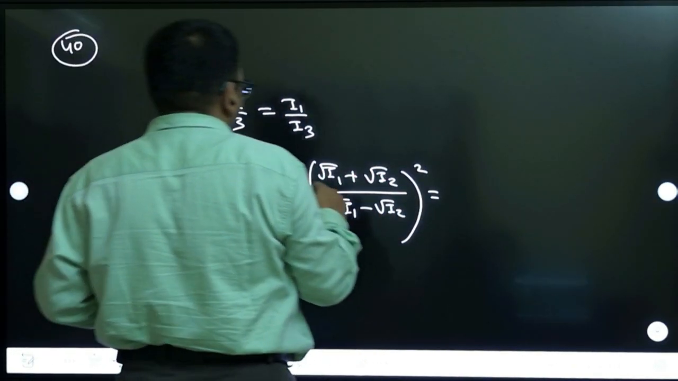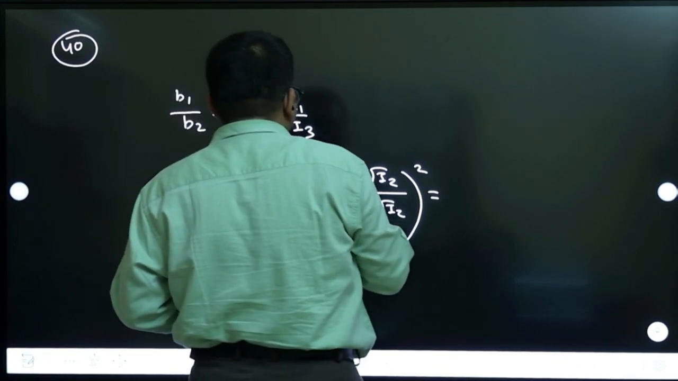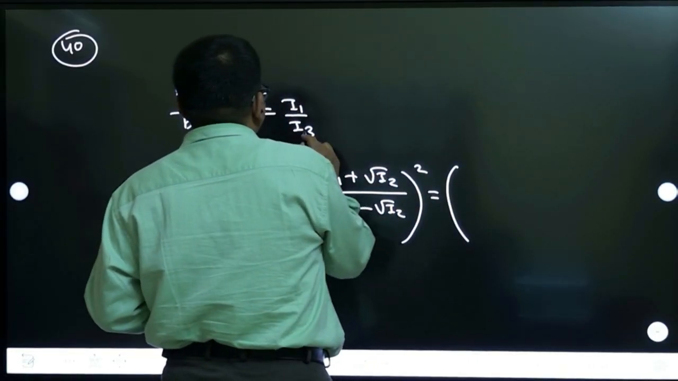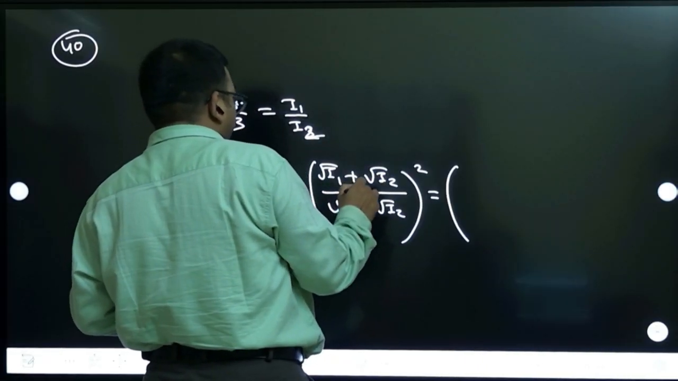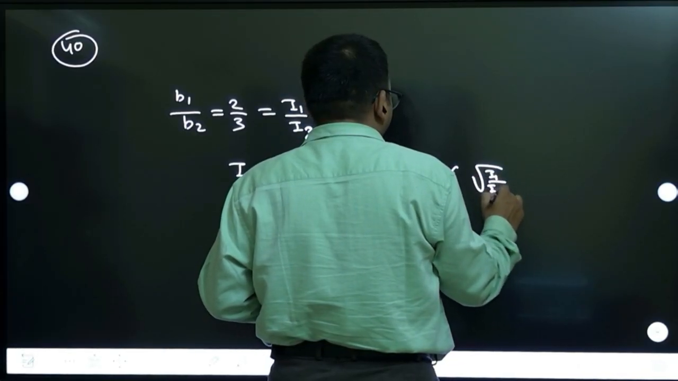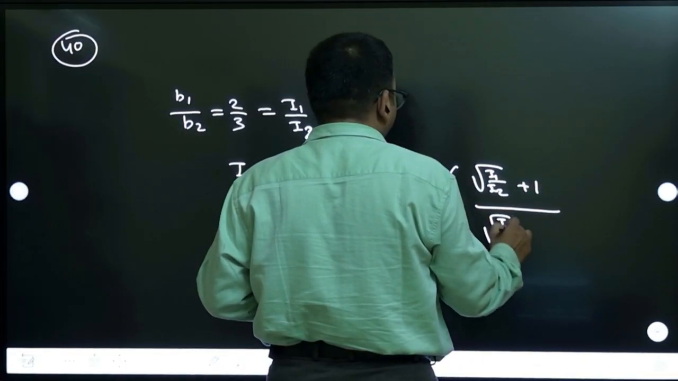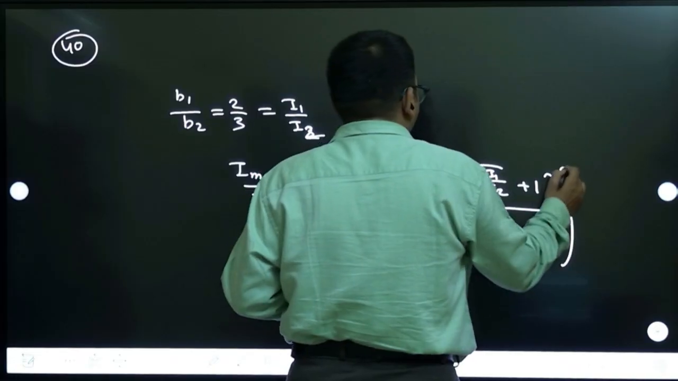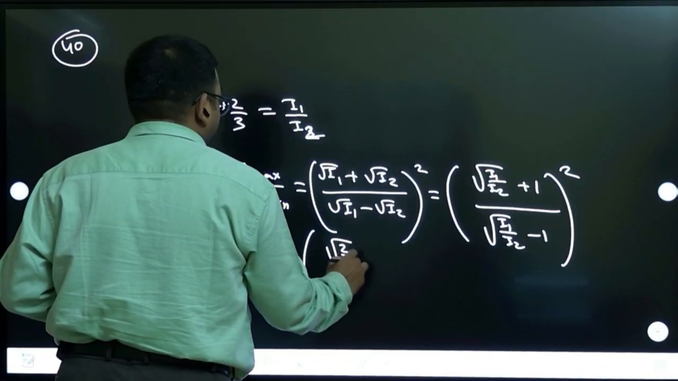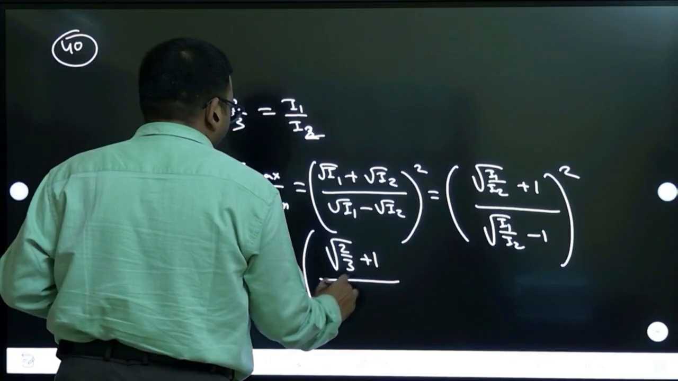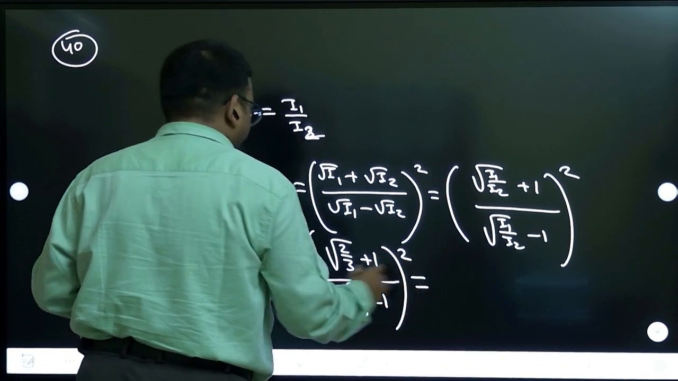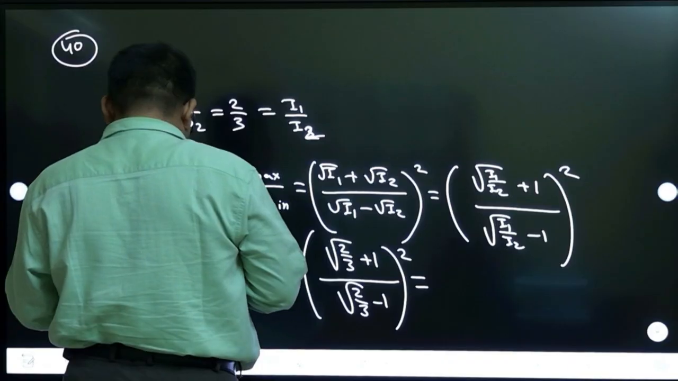This ratio is 2:3 now. So that means you can take root 2, root 3. Maybe you can divide with root I2. So if I divide it, it becomes root under I1 by I2 plus 1, over root under I1 by I2 minus 1. Solve it. So this will become root 2 by 3 plus 1, and this will become root 2 by 3 minus 1. Now you solve it and match with the option.